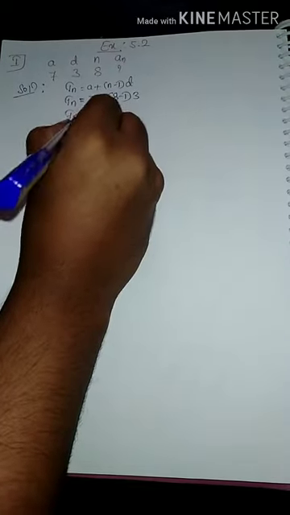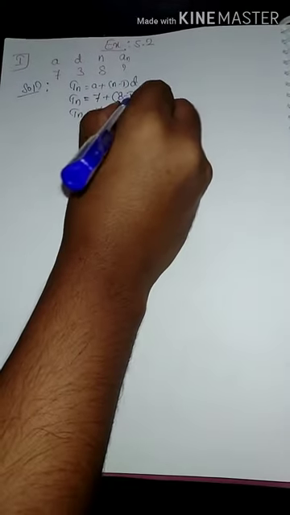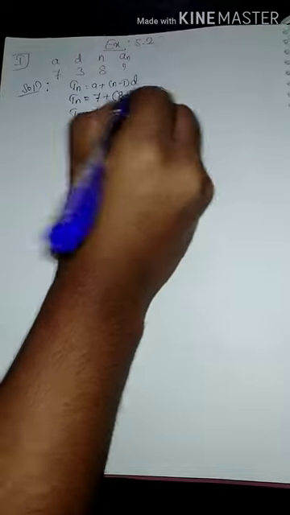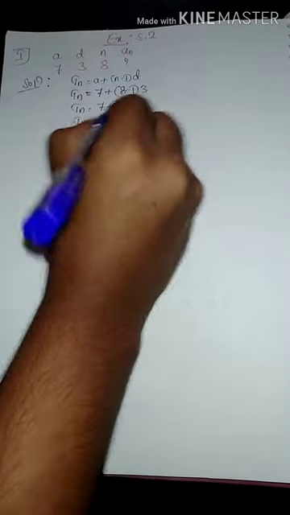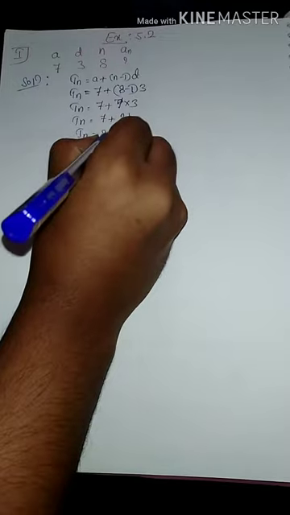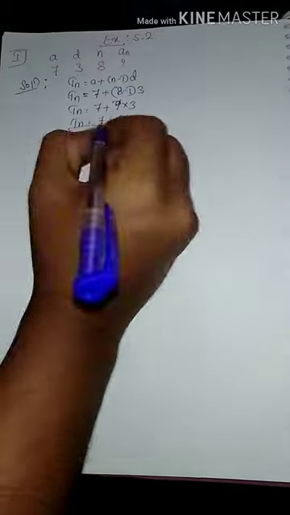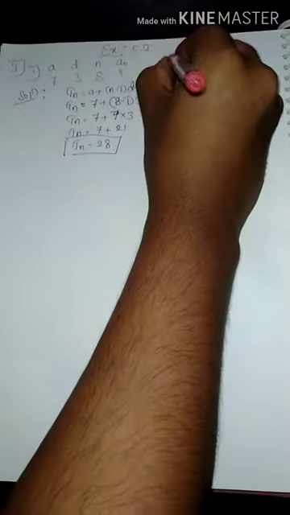So Tn is equal to 7 plus 8 minus 1 is 7, into 3. So Tn is equal to 7 plus 7 threes is 21. So Tn is equal to 28. So your answer is 28. And second example.